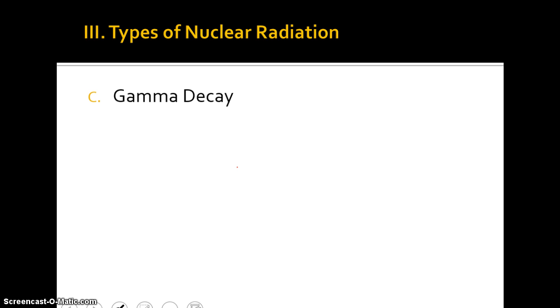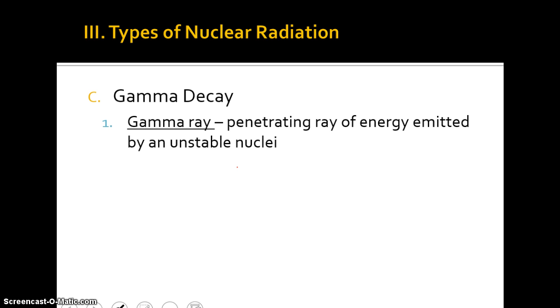Gamma decay is the worst. A gamma ray is a penetrating ray of energy emitted by unstable nuclei. It has no mass or charge. The symbol is that, and it depends on what kind of font you're using when you're typing. I often will draw it like that, like a kind of ribbon.